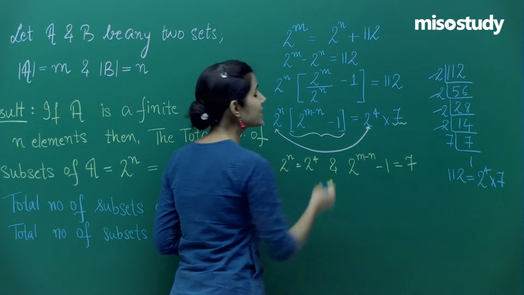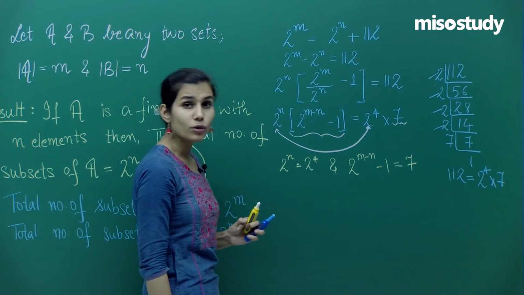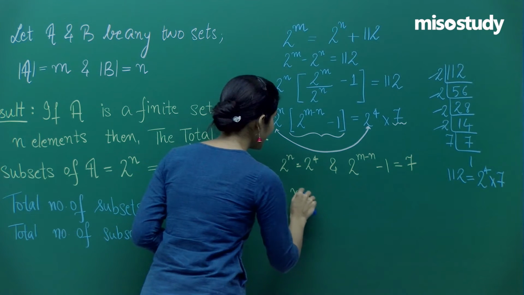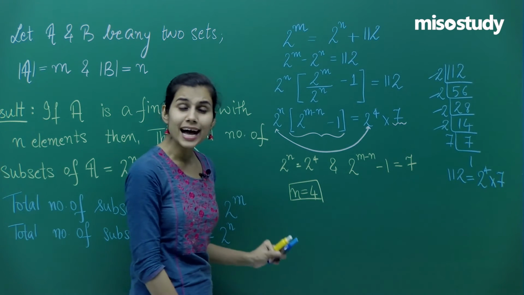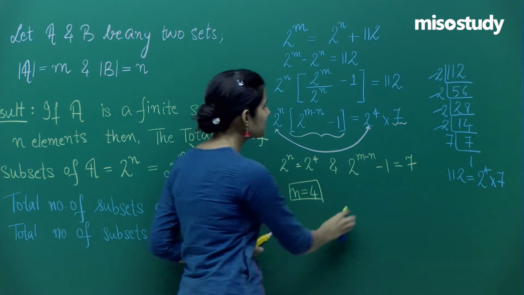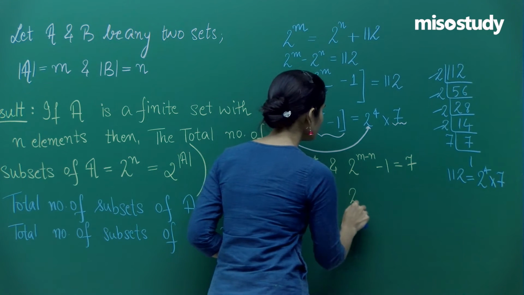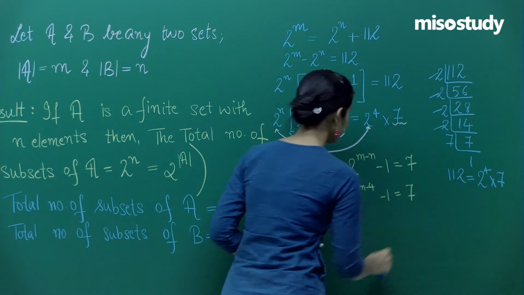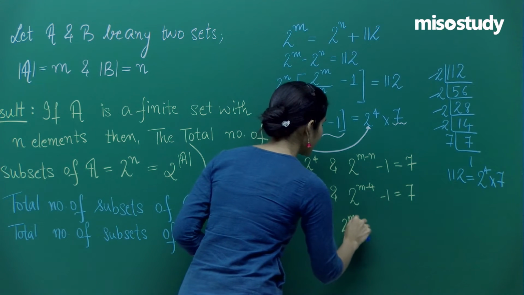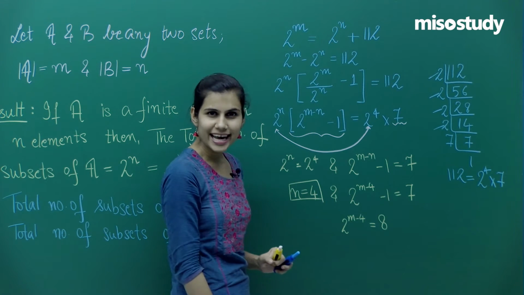Only then can this expression occur. Now, if 2 to the power n is equal to 2 to the power 4, my n comes out to be 4. Once I have obtained n, just substitute the value of n in the next expression, which is 2 to the power m minus 4 minus 1 is 7, which means 2 to the power m minus 4 is 8.